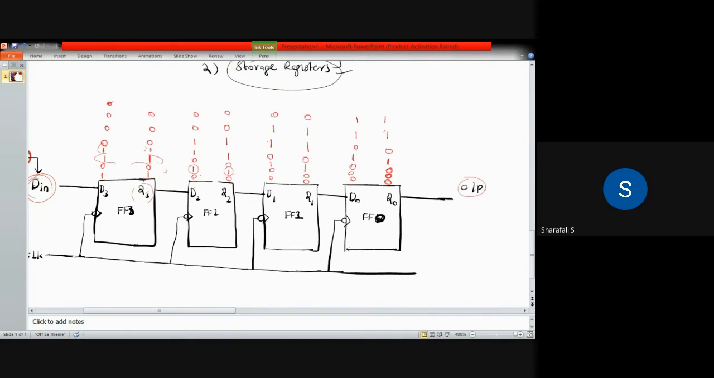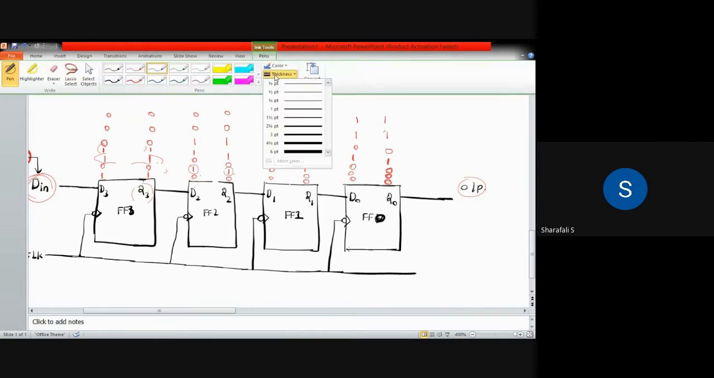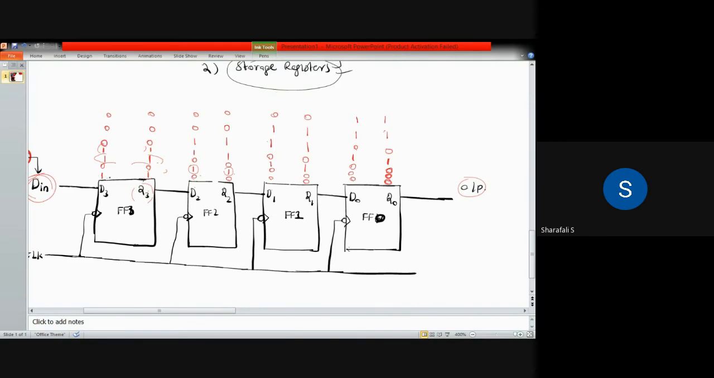Okay, now if you look, you can see a shift here as it progressed. For example, if you consider this 1 1, it is shifted to here, this 1 1, then it is shifted to here. Similarly, all those values, if you check, you can see that they are shifting from the first flip flop to the next one with the clock pulse.